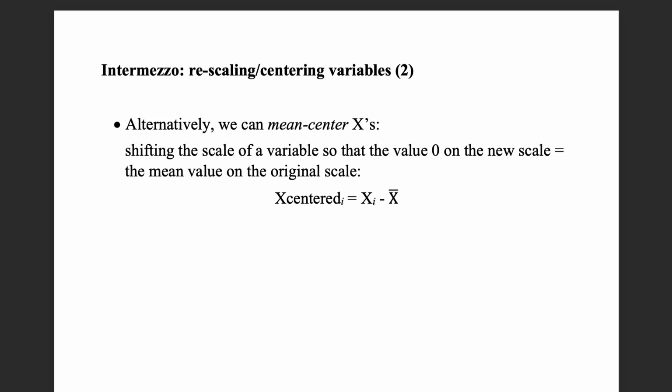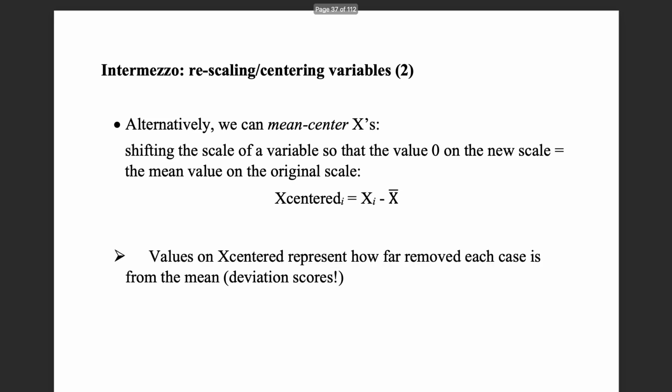So we make a new variable in our data set that is based on the old x variable, and we do that in such a way that a value 0 on that new variable, so on that new scale that we're using, is identical to the mean value on the original scale of that x variable. So we have a mean-centered version of our x variable. That means for each case, we assign that variable the value that is the observed value on the original scale minus the average, minus the mean value on that variable.